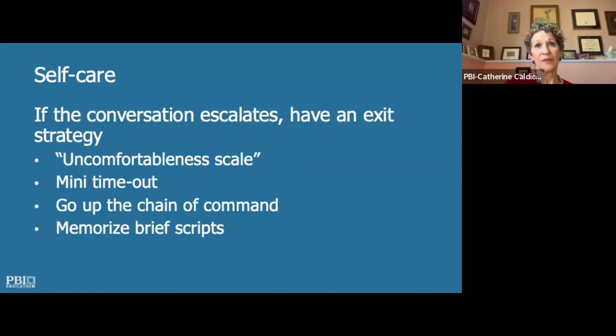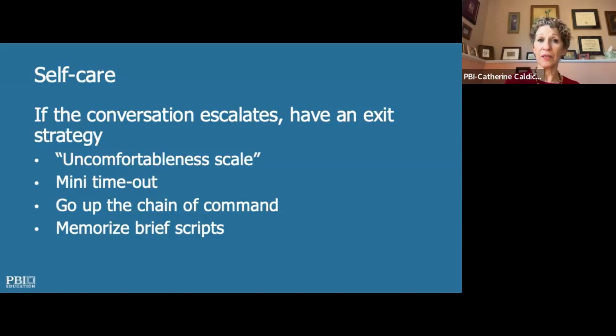If the conversation escalates, have an exit strategy. Now, I call this an uncomfortableness scale, and this is a threshold for action. You create your own uncomfortableness scale. At the low end, for example, you might feel mildly annoyed, then displeased, then offended, and then upset at the upper end. Or you might tie it not to your emotions, but to physical sensations. So for example, you might have a little bit of jaw clenching, and then you might have fist clenching, and then you might have abdominal tightness, and then you might have heart pounding. So choose your threshold for ending the conversation or meeting. Don't let yourself get to the far end of your uncomfortableness scale before you make a move.